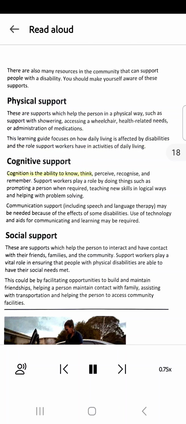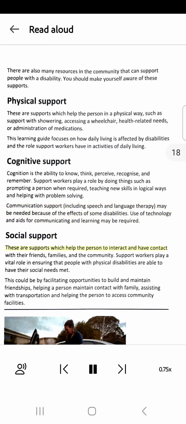Cognitive support. Cognition is the ability to know, think, perceive, recognize, and remember. Support workers play a role by doing things such as prompting a person when required, teaching new skills in logical ways and helping with problem solving. Communication support, including speech and language therapy, may be needed because of the effects of some disabilities. Use of technology and aids for communicating and learning may be required.